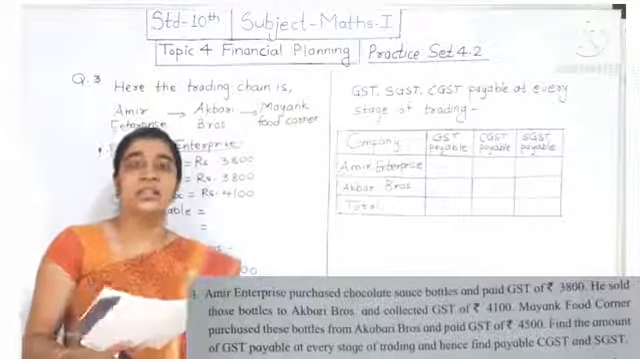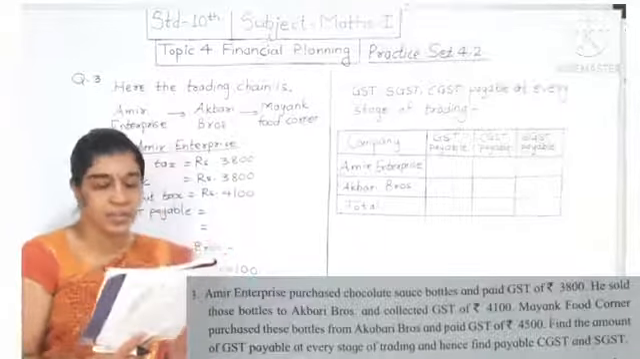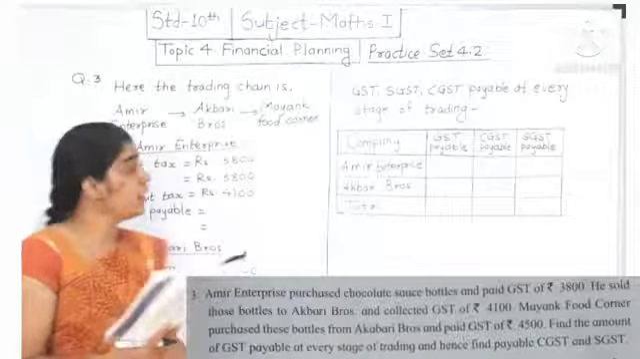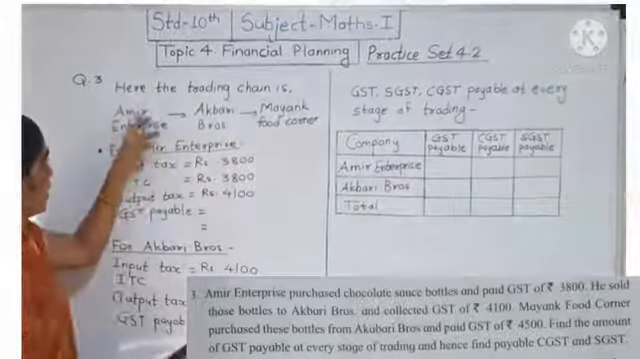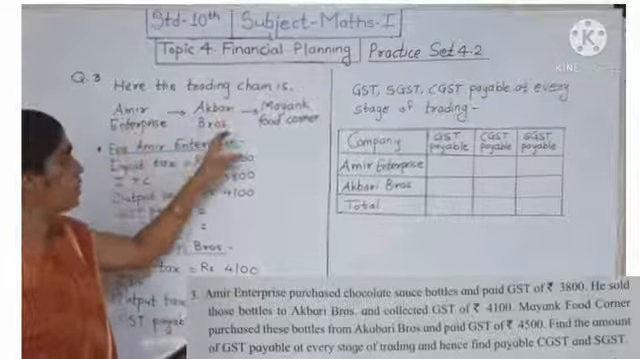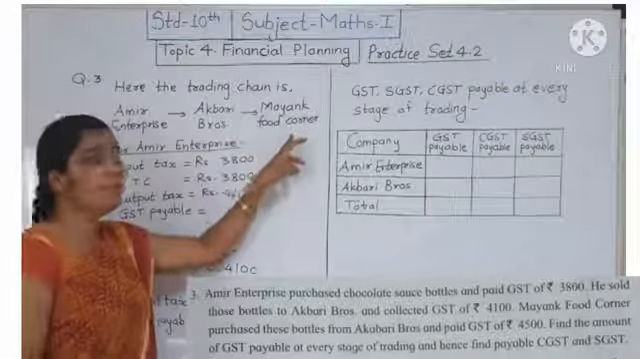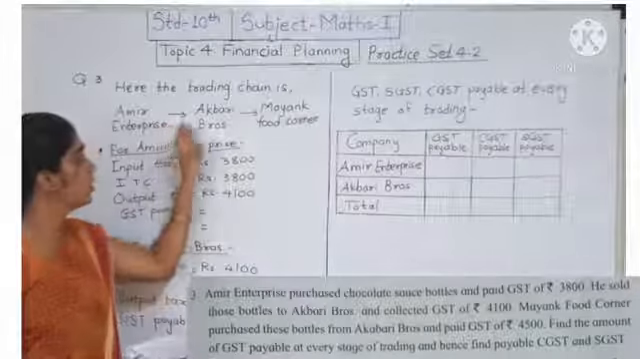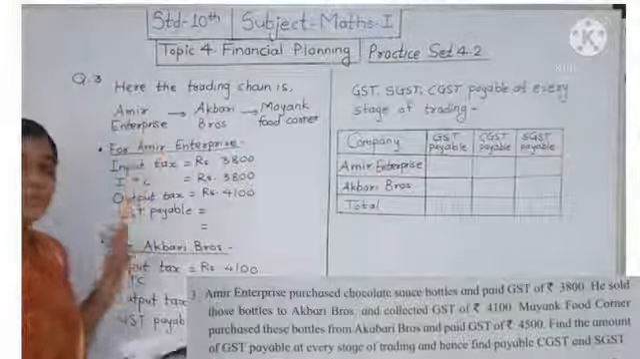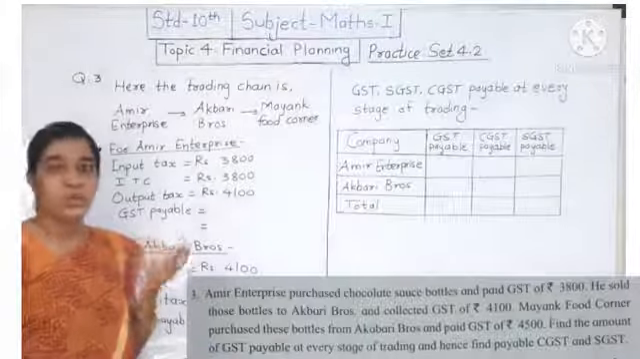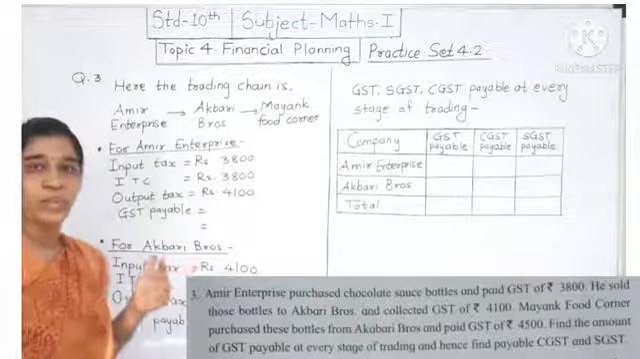Students, read this question number 3 carefully. There are how many total trading lanes? 3. What are the trading lanes? Amir Enterprises gives to Akbari Brothers. Akbari Brothers gives to Mayank Food Corner. So there are 3 trading chains. So here, what is input tax and output tax? You know how to find the input tax and output tax.